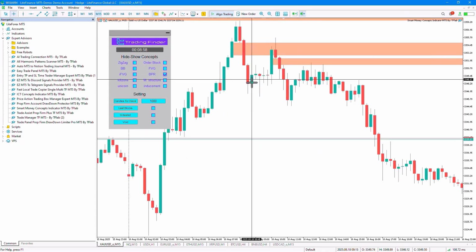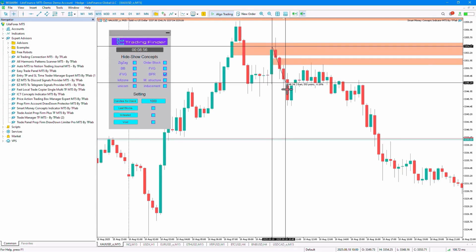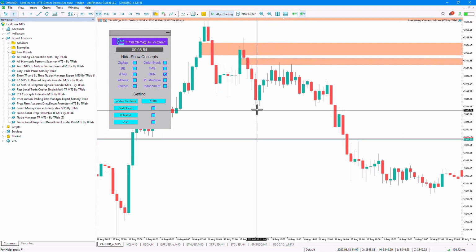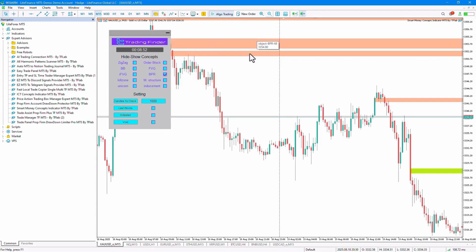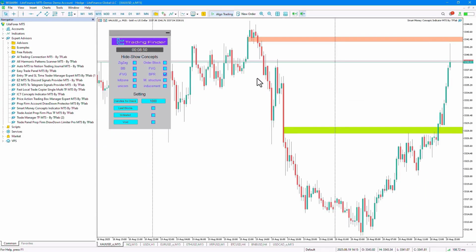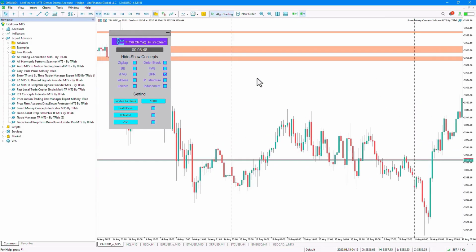If the price eventually returns to these areas, we can use these zones as strong support or resistance levels and enter buy or sell positions in the market.